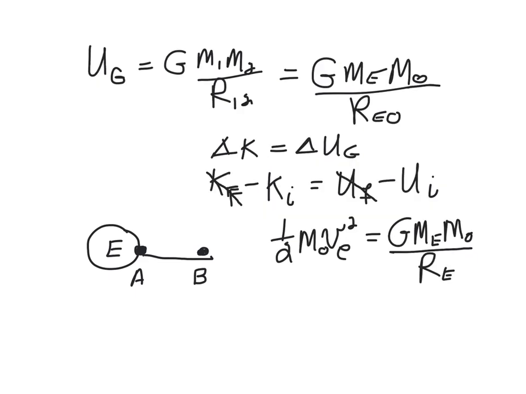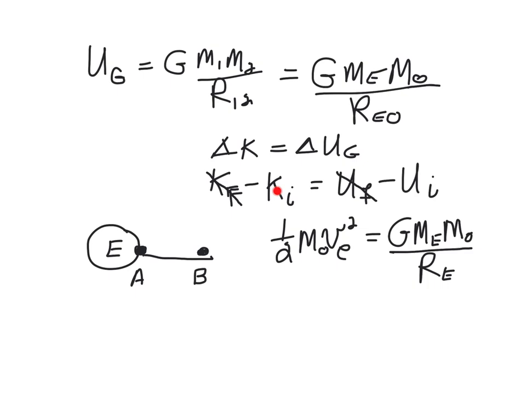So here's the conservation of energy equation. The change in kinetic energy has to be equal in magnitude to the change in gravitational potential energy. And K final will be 0, right? It's going to be thrown with a velocity, but if it gets far away, it doesn't need to have any velocity. It can just be 0. And the potential energy when it's far away is 0.